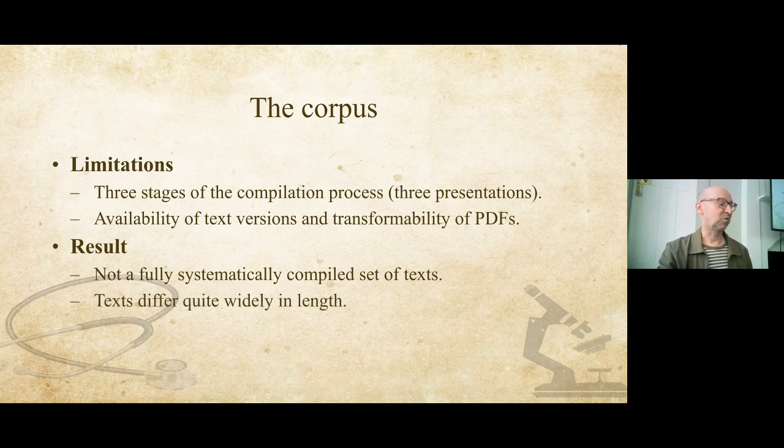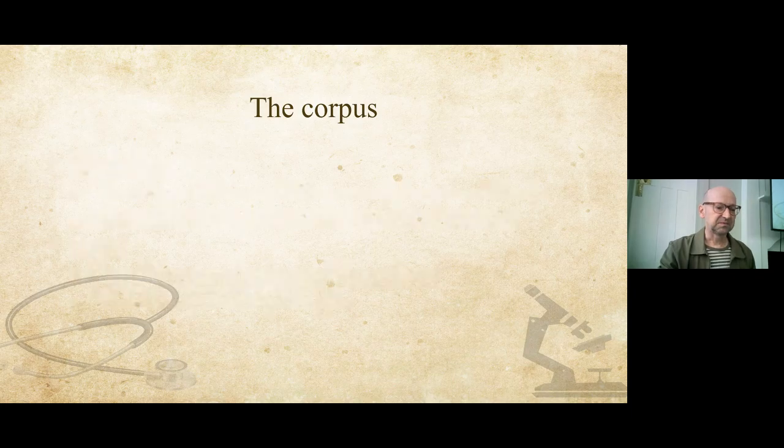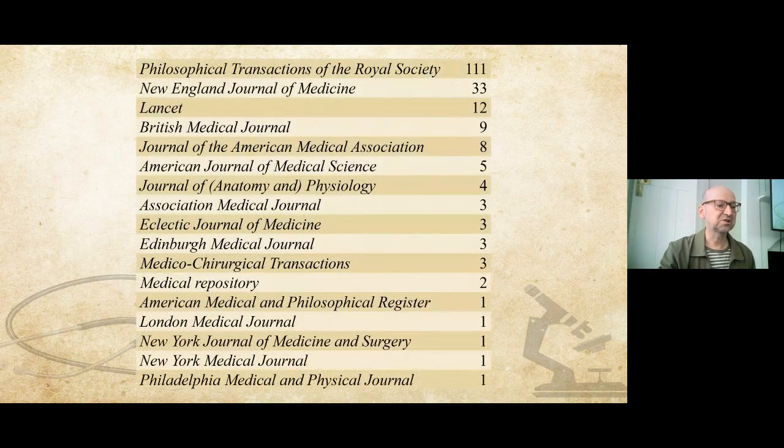Especially the texts differ quite widely in length. So it's partly 200 words and partly 10,000 words. I tried to avoid these kinds of lectures that are sometimes included, because they go on for 80 pages or something. Just for the information, that's the journals, or the number of articles that I included. So a heavy focus, of course, on the Philosophical Transactions, but that's because the 18th century is exclusively represented by that.